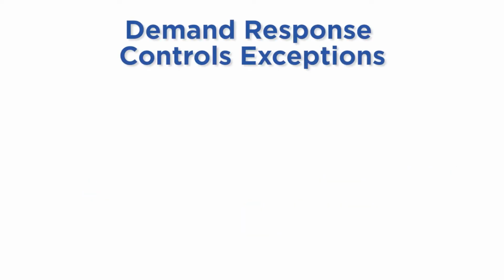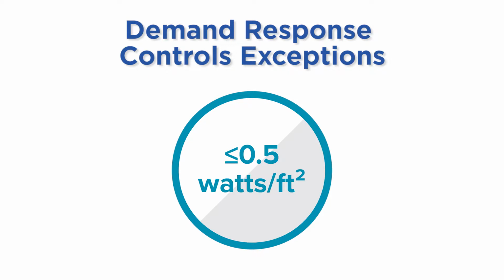Spaces with a lighting power density of 0.5 watts per square foot or less are not counted toward the 10,000 square foot threshold. The energy use of these spaces is already low, so additional demand response reductions may result in overall little savings and subpar lighting conditions.